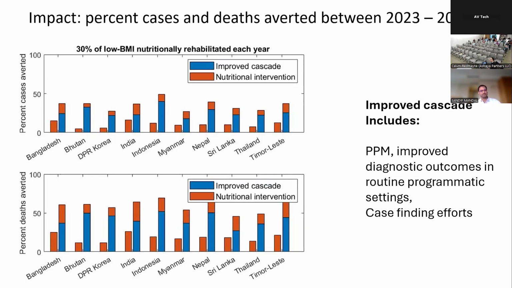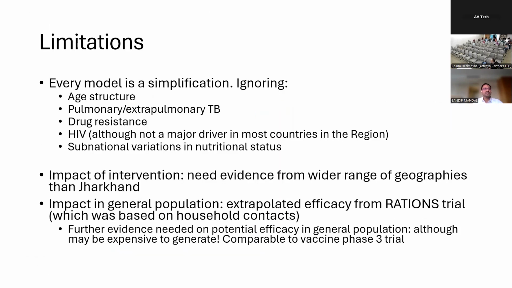So again, it varies from country to country depending on their current nutritional status, means what proportion of population are at low BMI at this stage. Depending on that, it could vary from country to country. And the bottom one shows the deaths averted, and the top is the number of cases averted. So these are the main results.